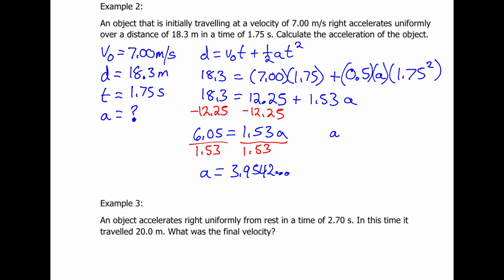So a will equal 3.9. That's terrible. Let's clean that up. 3.95. We write our units. Acceleration is meters per second squared.